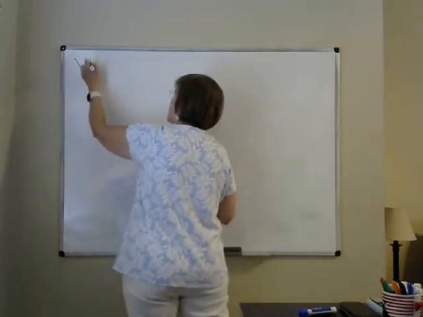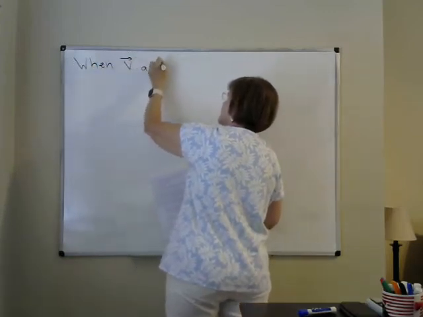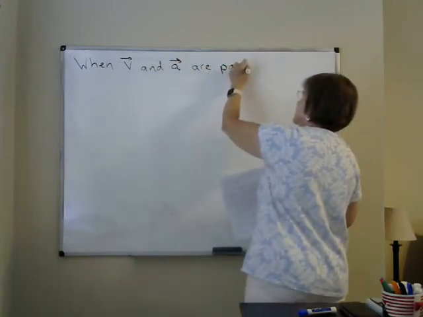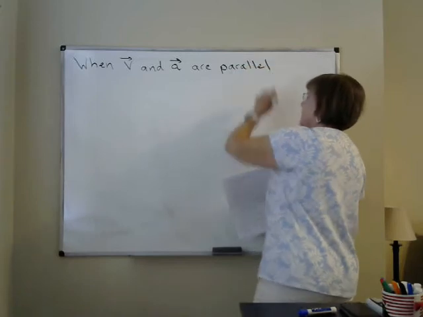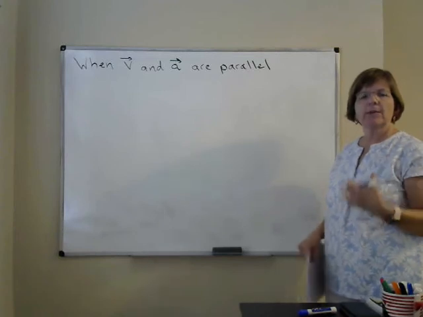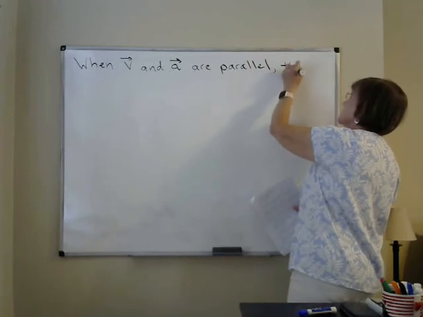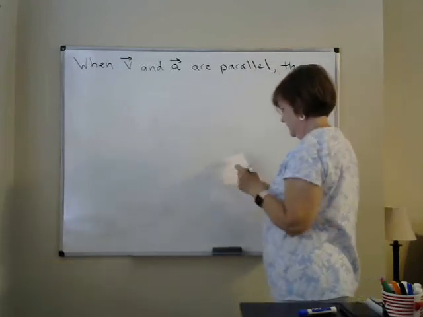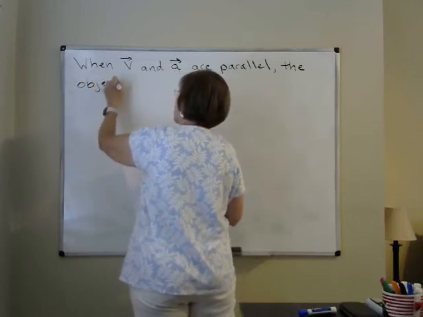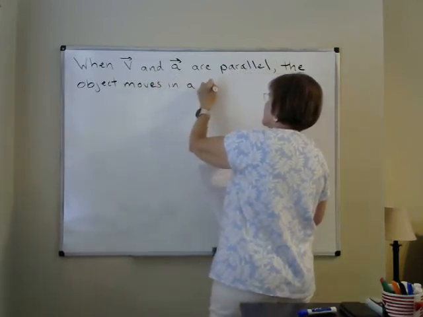Now, when velocity and acceleration are parallel, basically that means they either point in the same direction or they point in opposite directions. But if the velocity and acceleration are parallel, the object moves in a straight line.